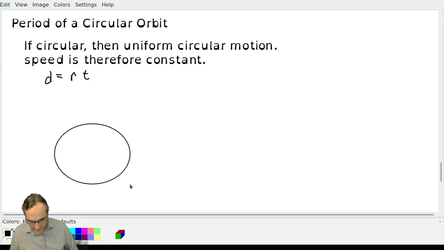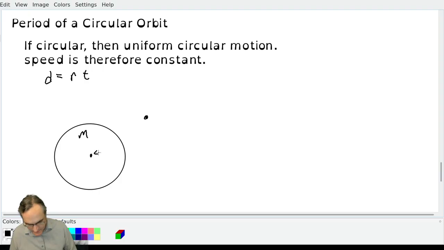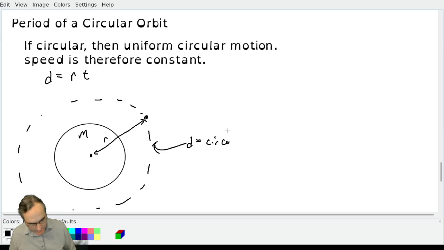So let's imagine we have our central object again. It has some mass. There's an object that's orbiting around it. We know the distance between them, and it sweeps out a circular path. What is the length of that circular path? Hopefully you were thinking circumference, so d is going to be 2 pi r.